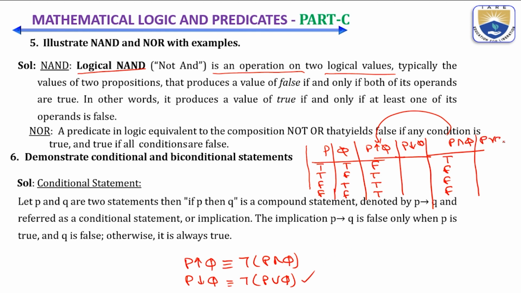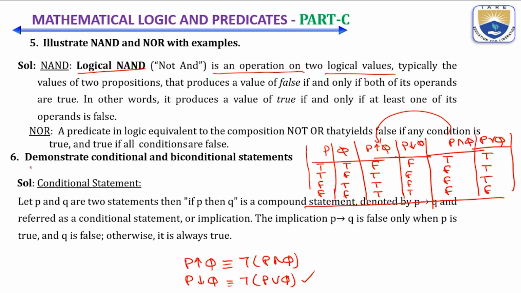What is P or Q here? If I am going to consider, this is true, and this is true, and this is true, and this is false. So the negation of this, we are going to get false, then it will be true. So this is the way that we are going to calculate the NAND and NOR. Like this we can produce the NAND operation as well as NOR operations.